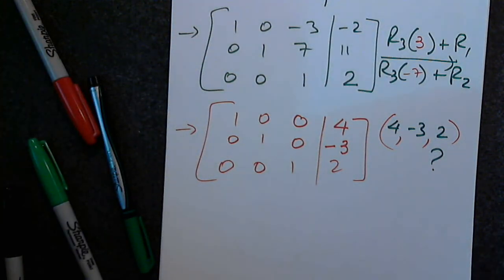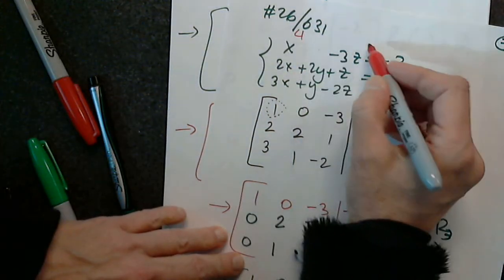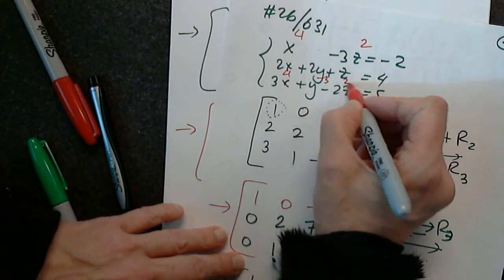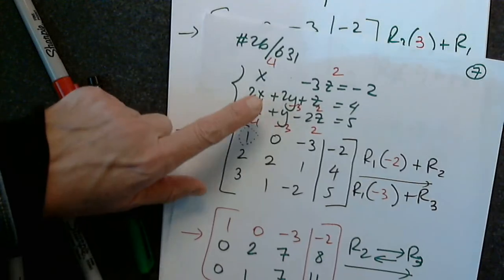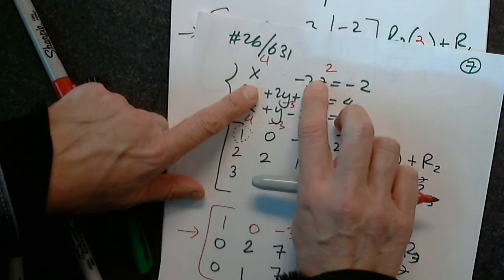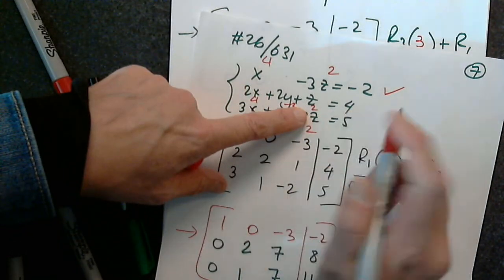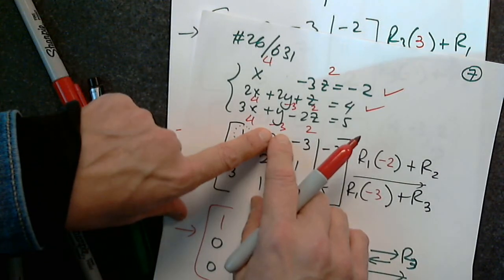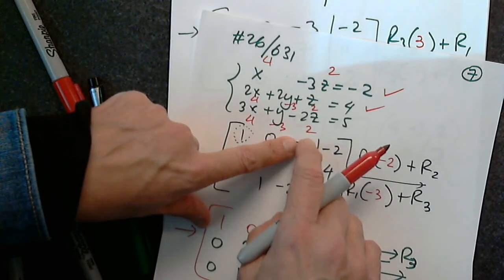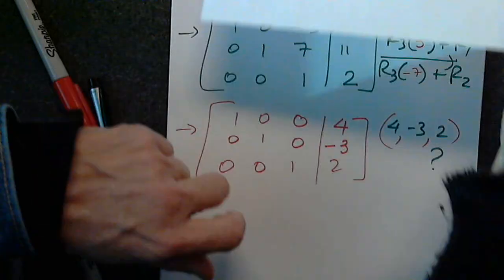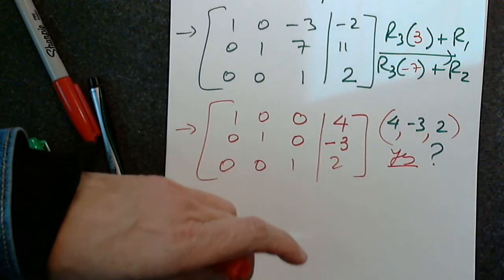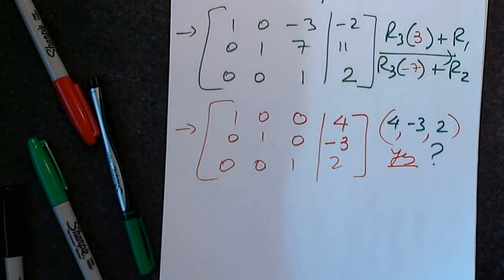Ready? So 4, negative 3, 2. 4 minus 6, negative 2. Check. 8 minus 6 is 2. 2 plus 2 is 4. Check. 12 minus 3 is 9. 9 minus 4 is 5. Check. Now I have to say yes. Any questions?